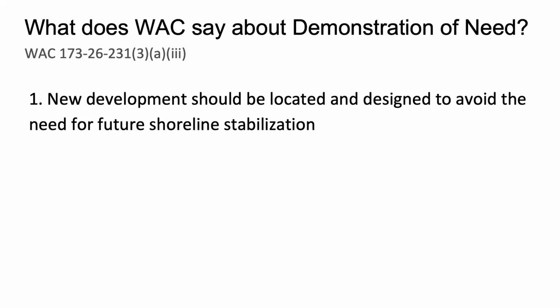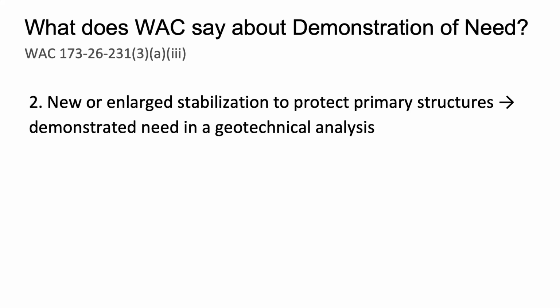And so some of the key points related to avoidance first are that new development should be located and designed to avoid the need for future shoreline stabilization. Basically, new development should be built so it won't need stabilization down the line. Second, new or enlarged stabilization to protect primary structures necessitates that there be a demonstrated need for that in a geotechnical analysis. In other words, application for new or enlarged shoreline stabilization requires that the need to protect a primary structure be documented in a geotechnical report.